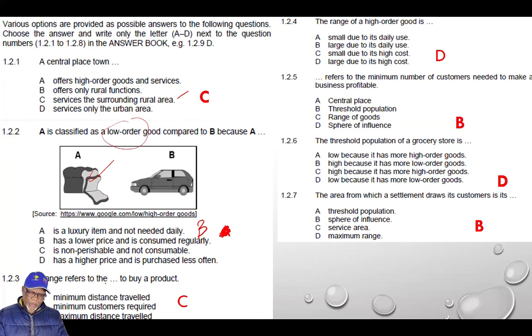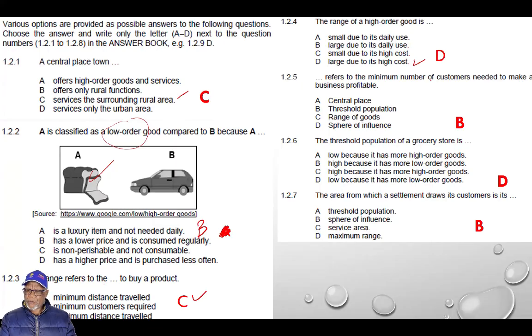Range refers to the maximum distance traveled to buy a product. That is the range, which is number C. This one is correct. The range of high order goods is small due to its daily use, large due to its daily use, small due to its high cost, or large due to its high cost. The range of high order goods will be number D. It is large because we travel longer distances for very expensive goods.